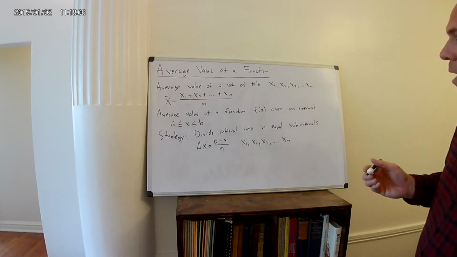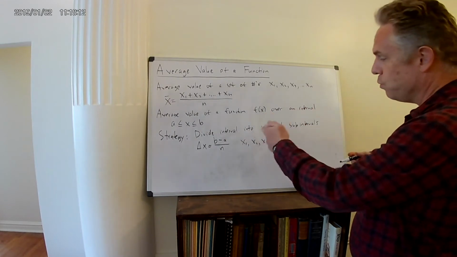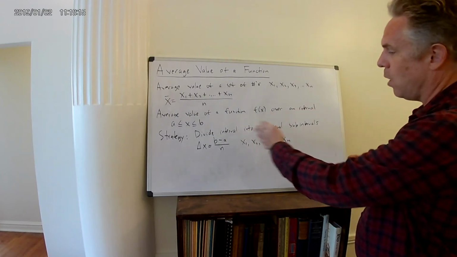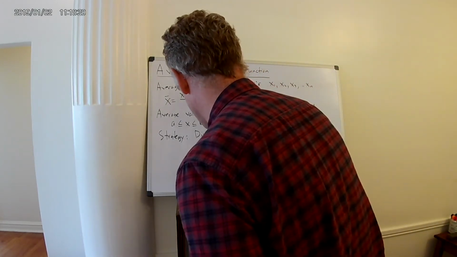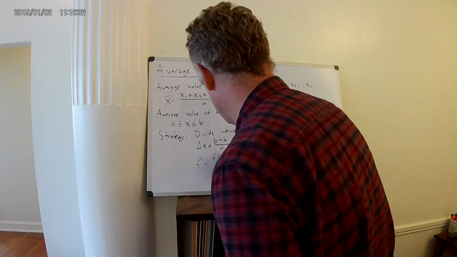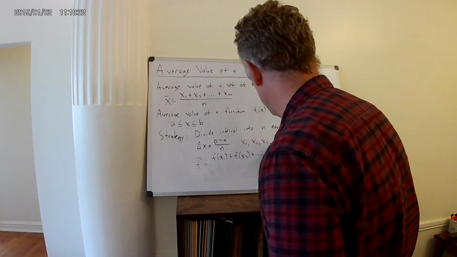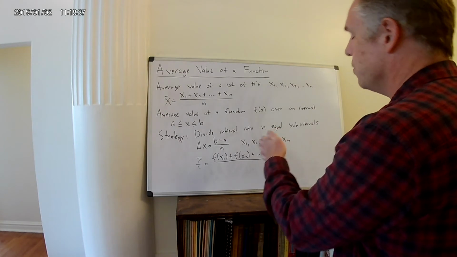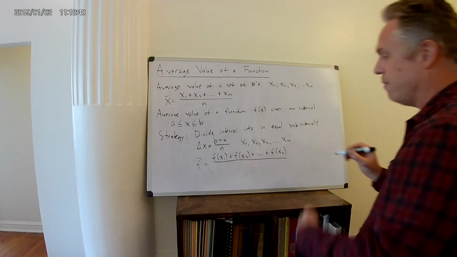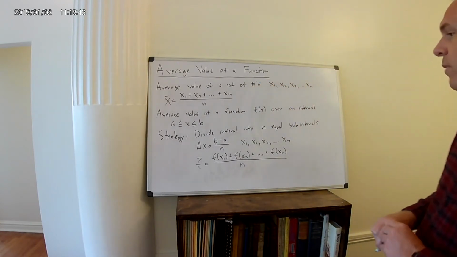So the way we're going to find the average value of our function is to evaluate our function at each one of these points, add up all those numbers, and then divide by n. So the average value of our function, which I'll represent with f with a bar on top, will be equal to f of x1 plus f of x2 plus dot dot dot plus f of x sub n, all divided by the number of subintervals we have, n. This is the same idea as the formula for the average of numbers.